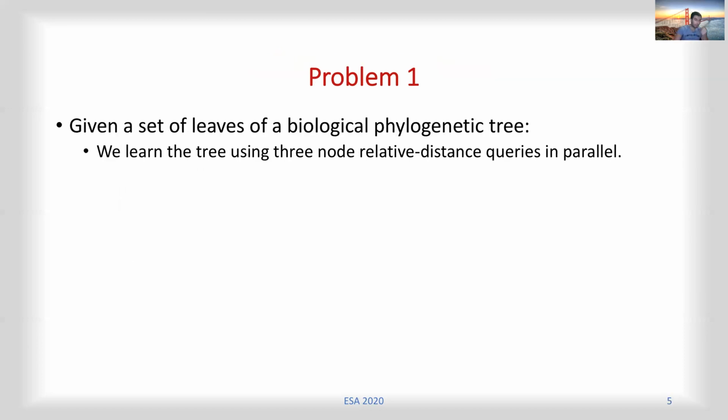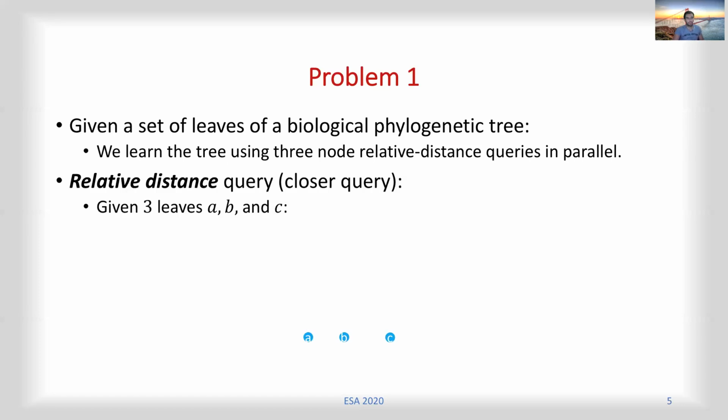So the first problem is that given a set of leaves of a biological phylogenetic tree, we want to learn the tree using the 3-node closure query, also known as the relative distance query. The query works like this. Given 3 leaves, A, B, and C, it returns the pair with the lowest common ancestor, which is in this case A and B, as you can see.